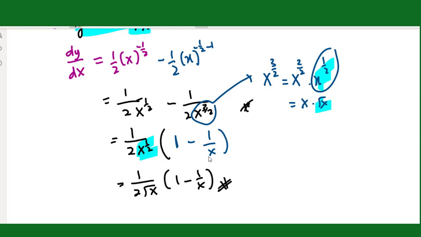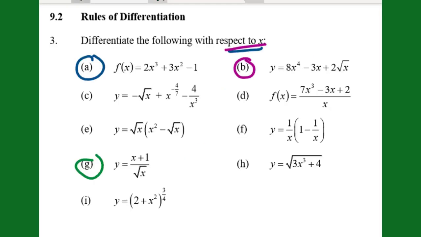Okay, for number 3H. Differentiate y is equal to the square root of the cube root of 3x cubed plus 4. This one uses the power rule. Y equals the square root of the cube root of 3x cubed plus 4. Before you differentiate, simplify and change it into this form.